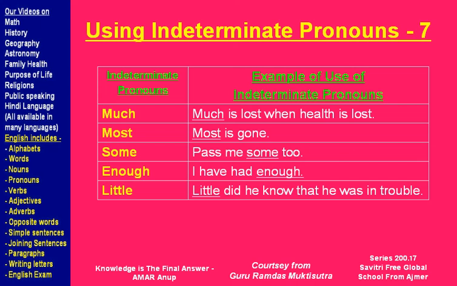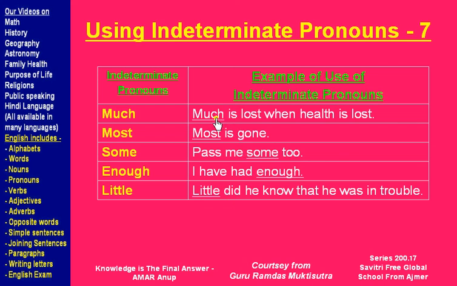Some more examples of indeterminate pronouns. Repeat after me. Much is lost when health is lost. Most is gone. Pass me some too. I have had enough. Little did he know that he was in trouble. Now here these show quantity of something, of some material. But if we don't use the name or the noun of that material, then it is an indeterminate pronoun, because we are replacing that name by these pronouns.